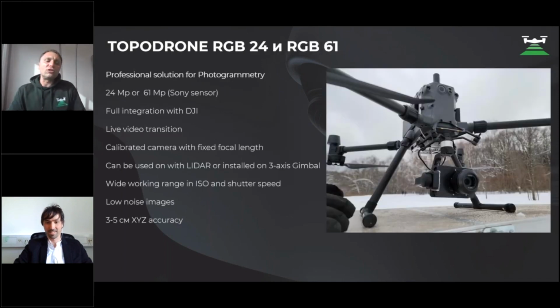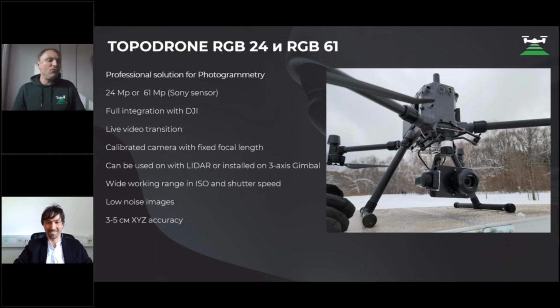And of course we are looking for some high resolution cameras, and we offer different kinds of solutions for enterprise drones. Like for the DJI Matrice 300, we offer 24 megapixel and 61 megapixel cameras, which are totally integrated with the DJI system. You have a video link, and we specially designed these cameras to use for photogrammetry and to use together with the LiDAR systems. Why?